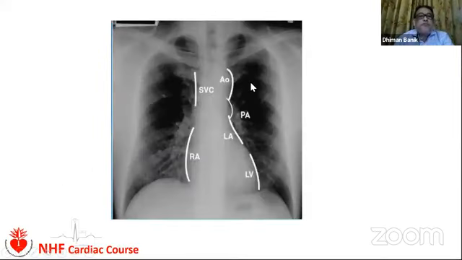This is the X-ray showing the right and left border of the heart. The left border of the heart is formed by, in the upper part, the aortic knuckle, then the pulmonary artery or pulmonary conus, as we say, then the left atrial appendage, and this is the left ventricle. In the right border, the upper part is formed by the superior vena cava, and the lower part is the right atrium. In some books it is said that the inferior vena cava comes into play in the lower right border of the heart.